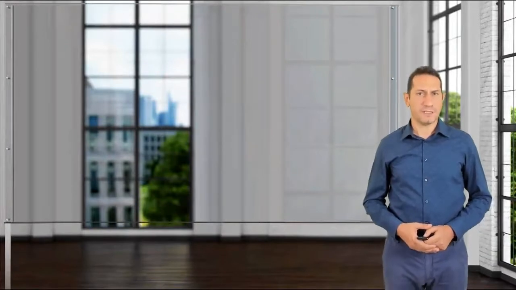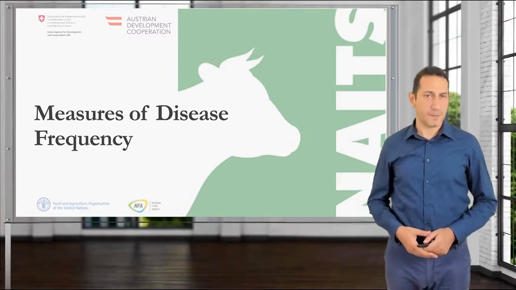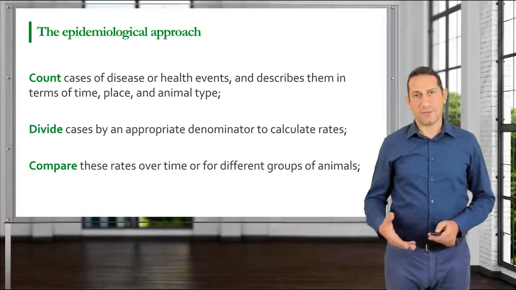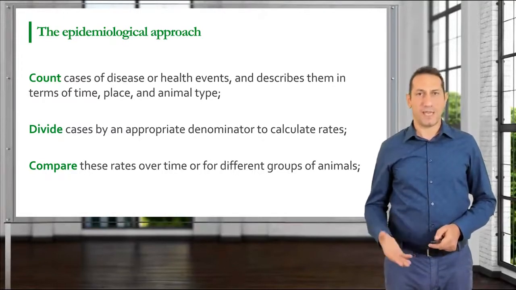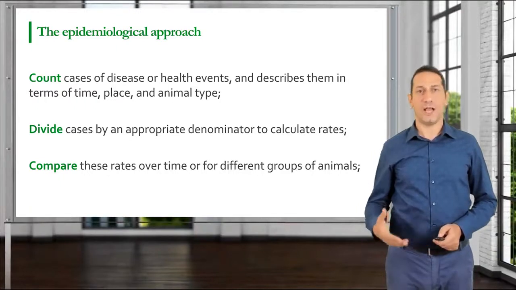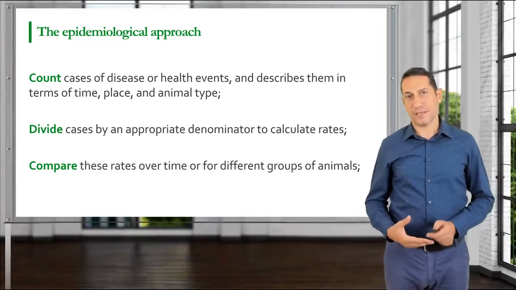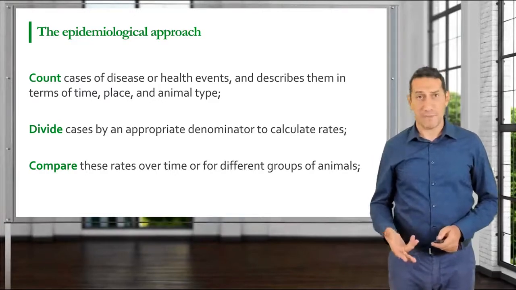One of the major tasks of epidemiologists is to measure the frequency and burden of diseases, and they do so by employing measures of disease frequency. The approach followed to derive these measures is starting by counting the number of cases of a certain disease or health events and describing them into the classical triad of place, time, and animal type.